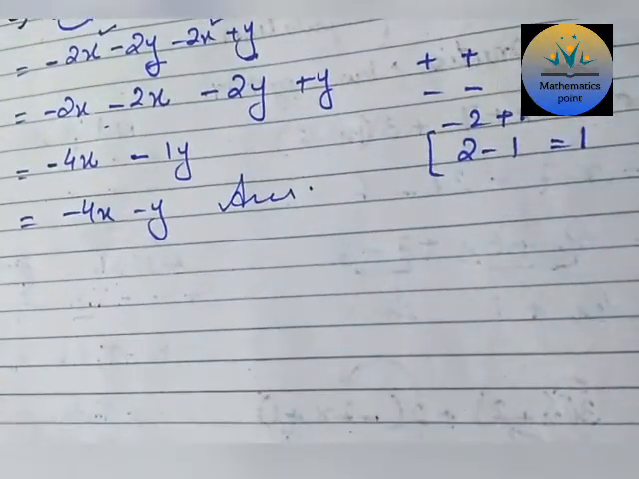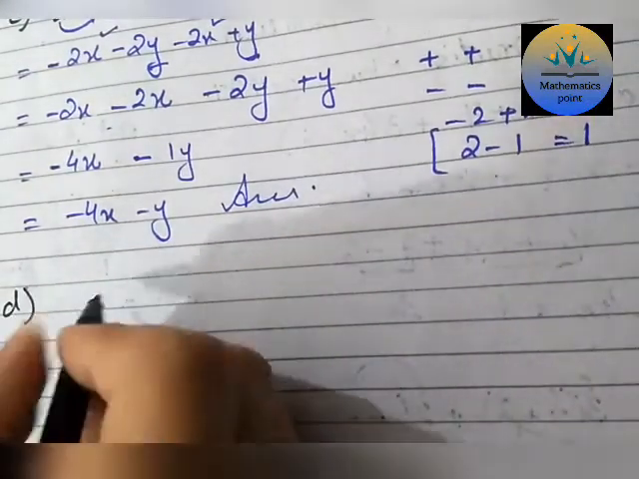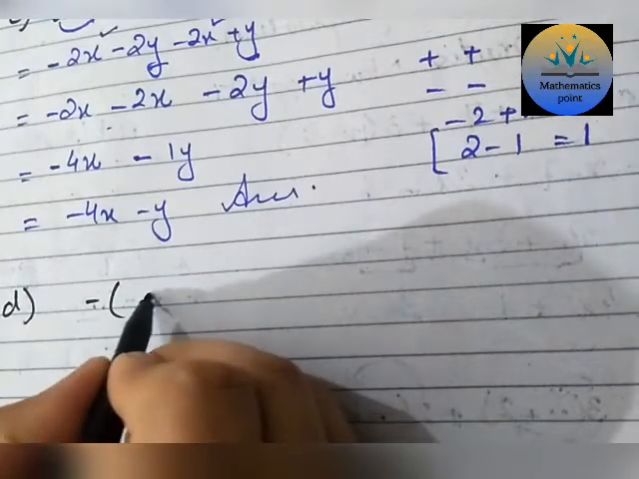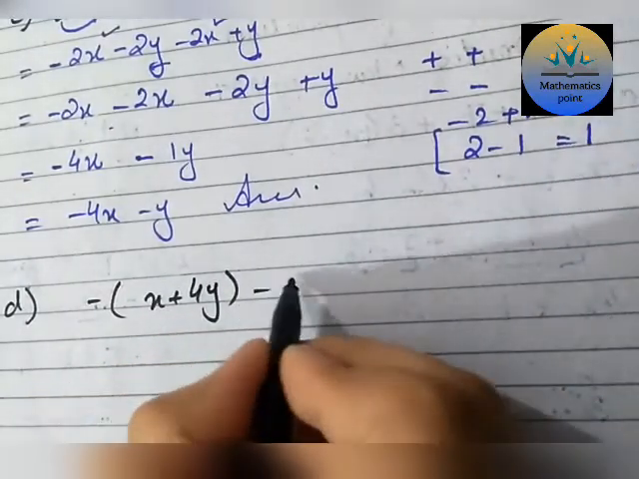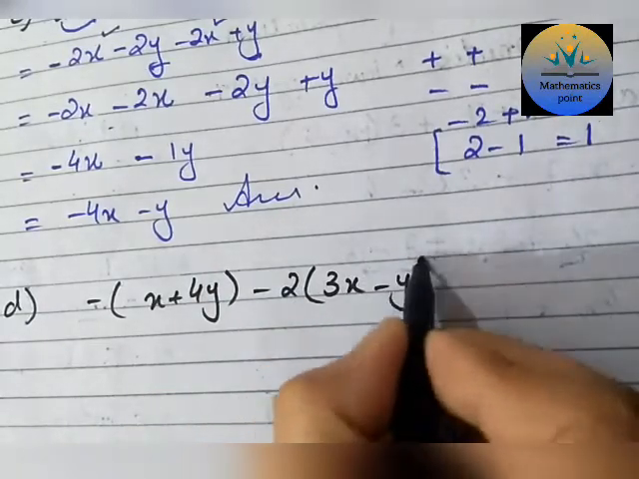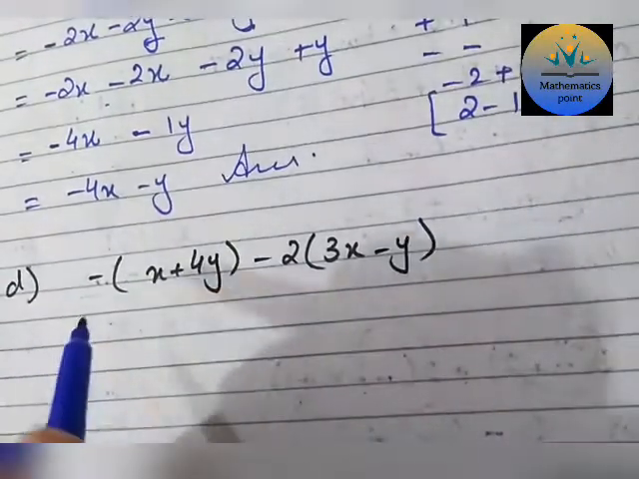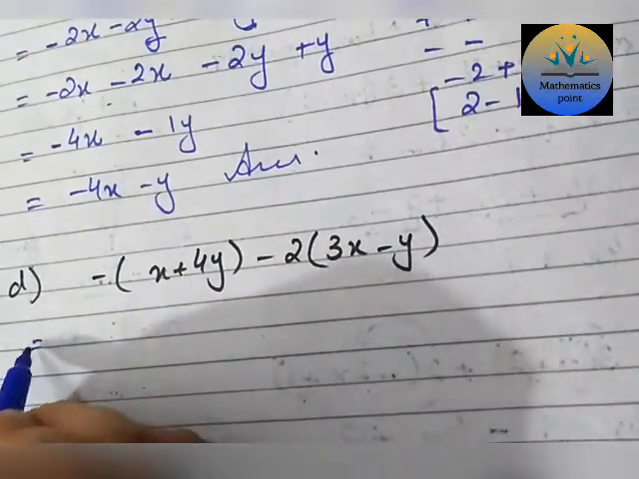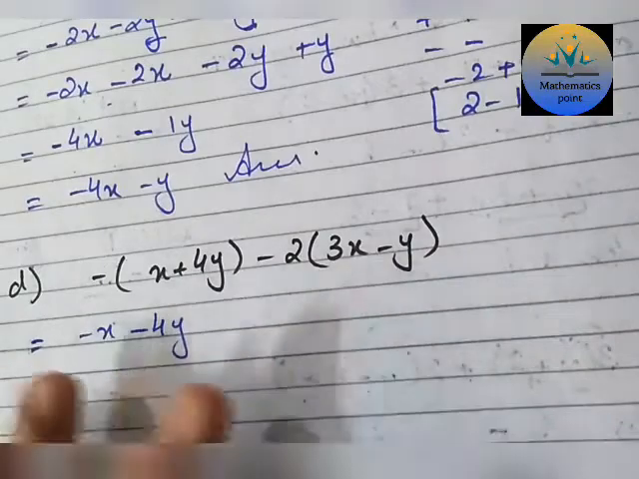Now we will do part D. Minus into x plus 4y and minus into 2 into 3x minus 5. Okay, a minus sign outside the bracket, so start by changing signs. Without any tension, just change the sign of the terms that are inside the bracket.